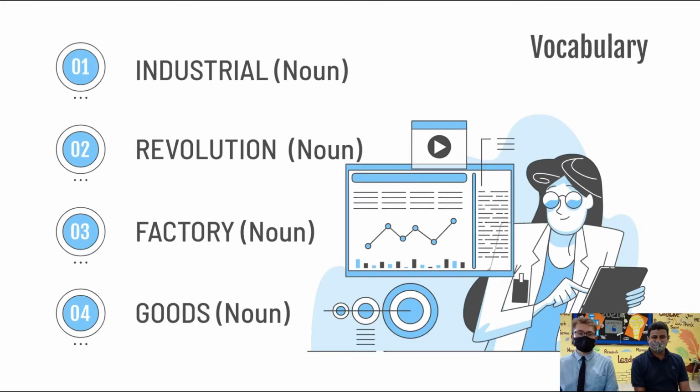And the last word is goods. The raw material used in the factory is goods, and the final product is also goods. So all the things that are produced or used to manufacture are goods.